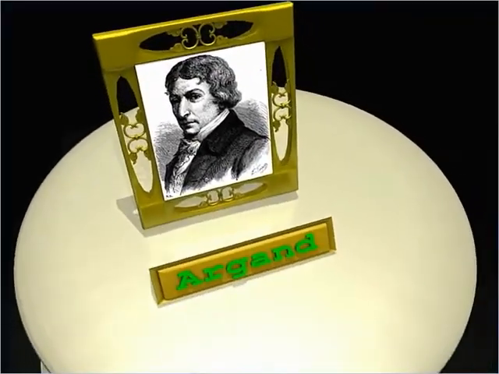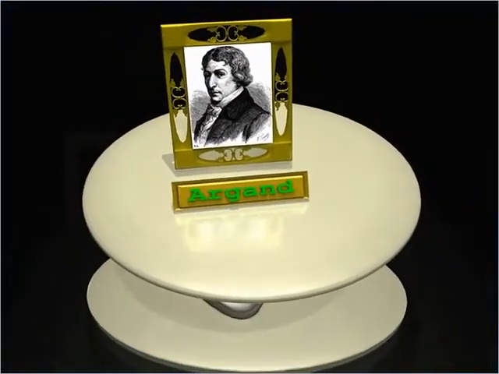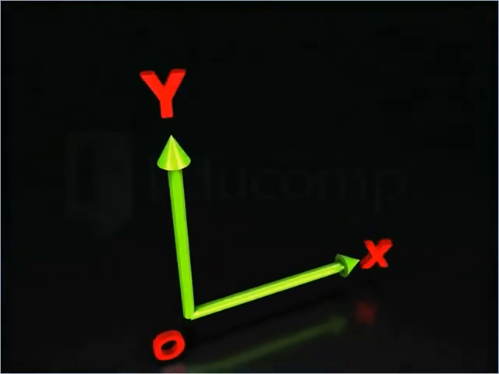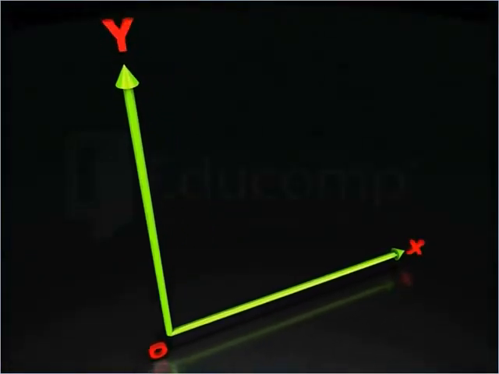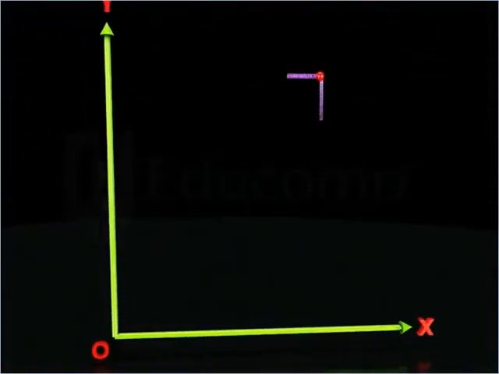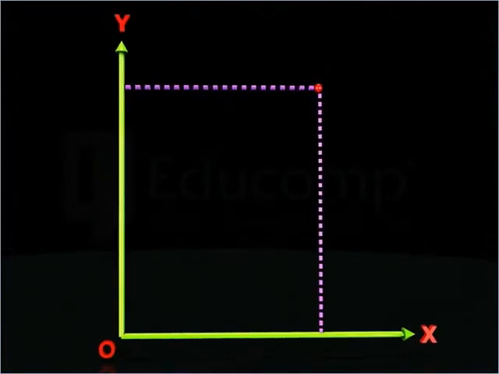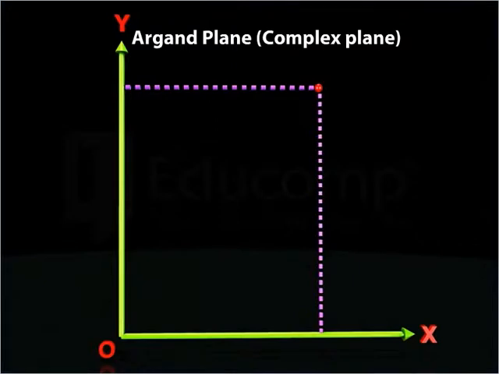Mathematician Argand represented a complex number as a point in a two-dimensional Cartesian coordinate system known as Argand plane or a complex plane. A point whose coordinates are x, y represents a complex number x plus iota y in the Argand plane.